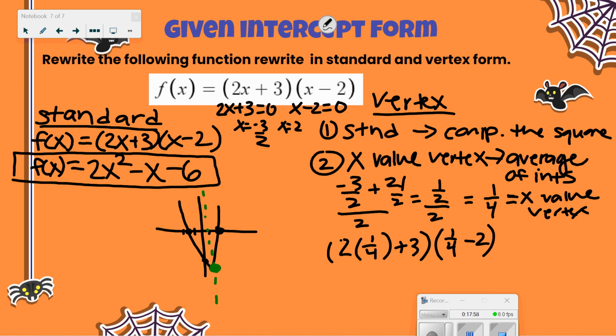So let's think about what this will become to find the y. This would be 2 times 1/4, which I know is 1/2, plus 3, and this is 1/4 minus 2, which would become -7/4. So 1/2 plus 3 is 7/2. So this would become 7/2 times -7/4. Or sorry, this is 7/2, my bad.